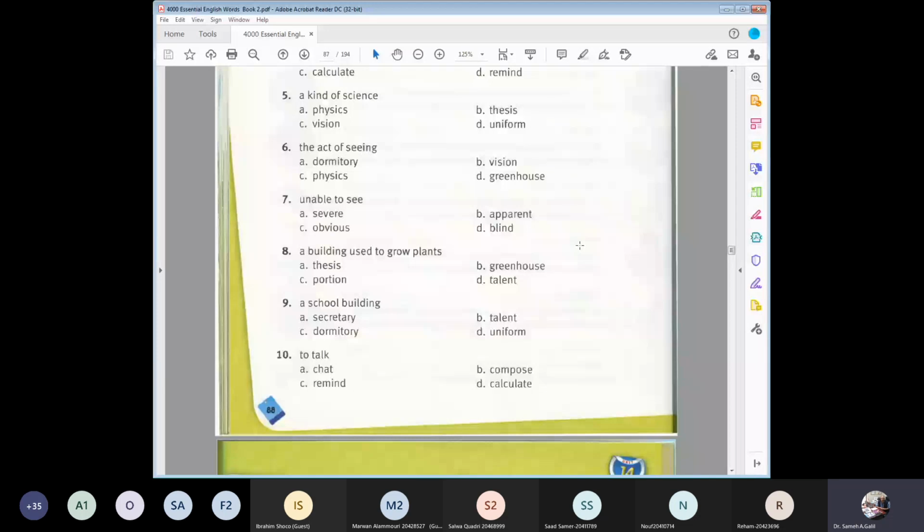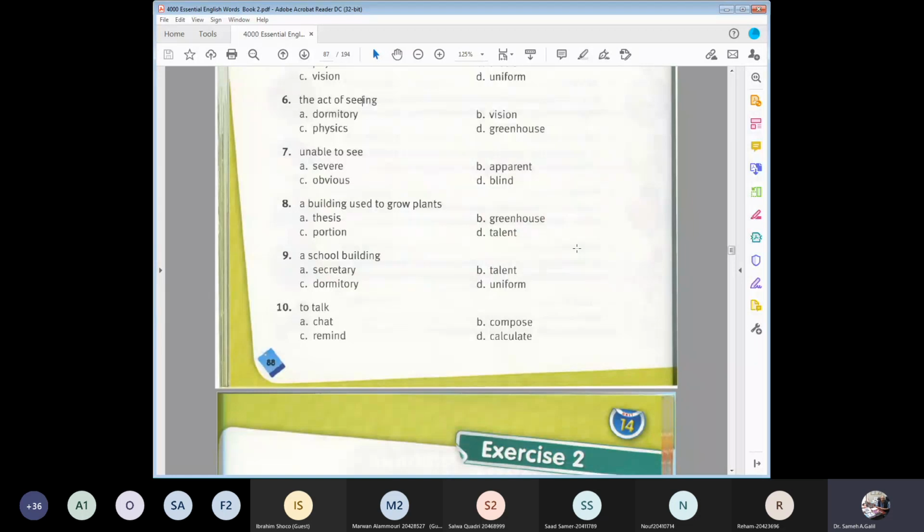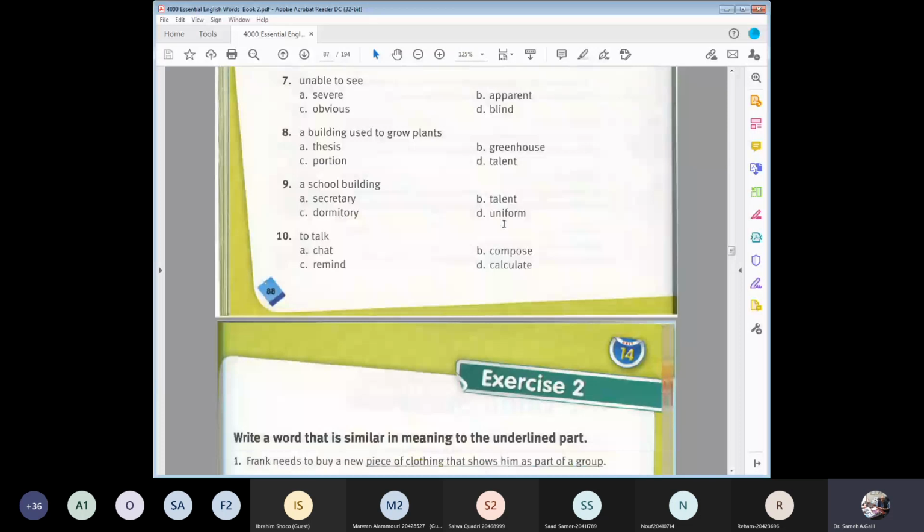Can I answer? Yes, go ahead quickly. A kind of science: physics. Thank you so much. Let's move to number 6. The act of seeing: vision. So if you can see, it means that you have vision. If you have vision, it means that you can see. Very good. 7, everyone. Unable to see.